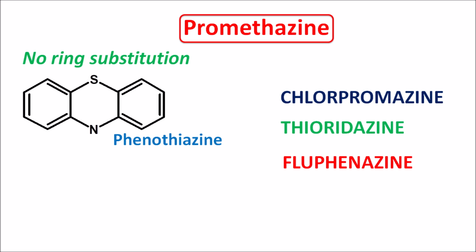Similarly, this drug has a side chain like this, and this side chain has a further side chain at this position, which is not observed in antipsychotics. That's why promethazine has weak activity on the dopaminergic receptors, but it mainly blocks the H1 receptors and the D2 receptors on the CTZ. That's why it acts as an antiemetic agent.